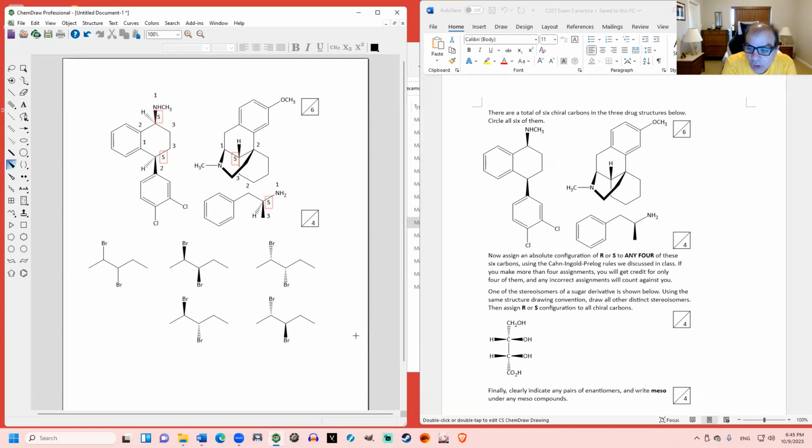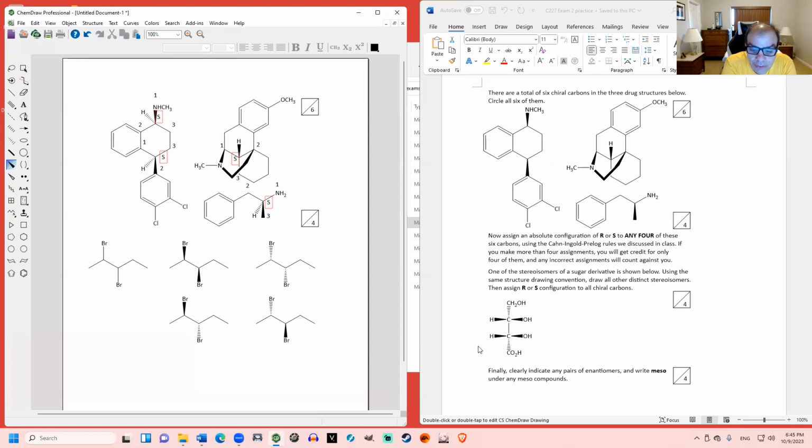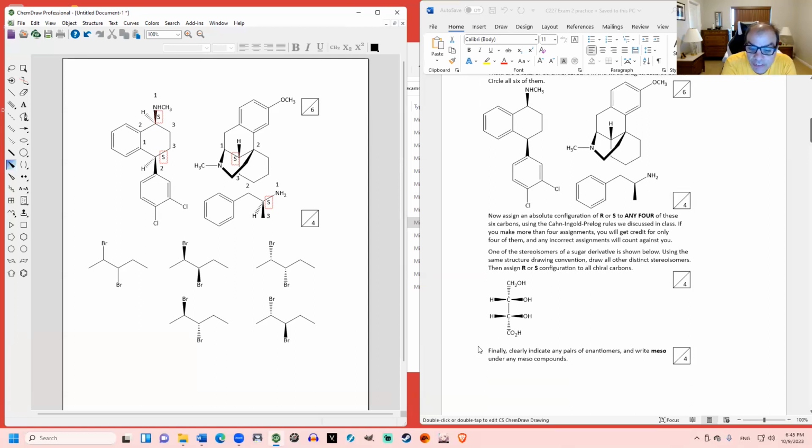Boy, it seems like so long ago that we did chapter 5, but this is all chapter 5 stuff. And then we need to assign R or S to all chiral carbons. Clearly indicate, this question says, clearly indicate any pairs of enantiomers and write meso under any meso compounds. So once again, why not make it as easy on yourself as possible? Let's assign R and S to this stereoisomer, since both hydrogens are on dotted bonds.